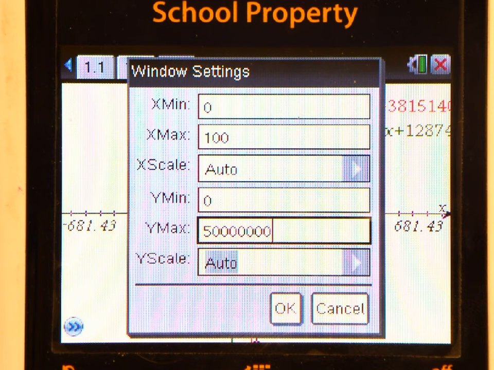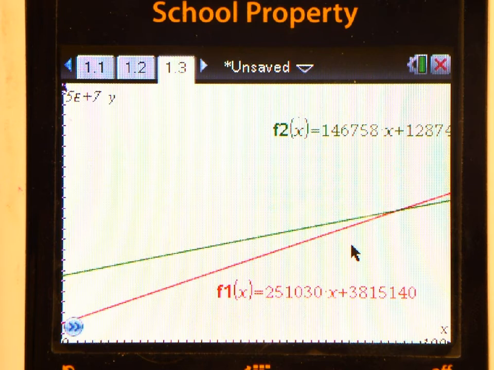Now, let's try that and see. We should see two lines that cross. If we don't, then we need to change our scale again. So I'm just going to hit enter, and look at that. I have two lines that cross. And they're not vertical lines. Okay? So changing the scale really helped.